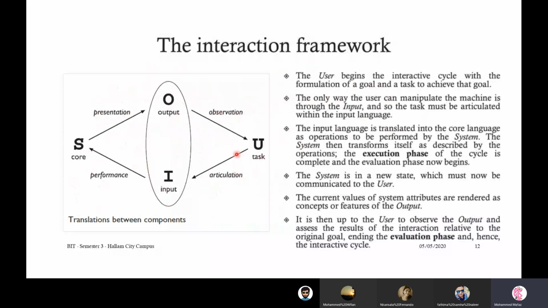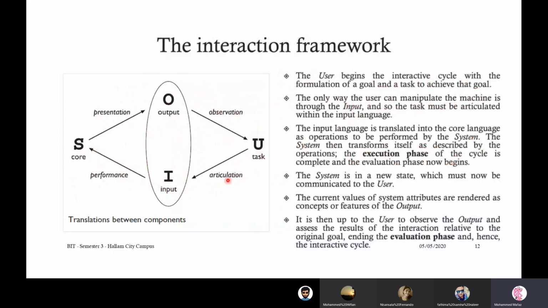So let's see how they're explaining this. The user begins the interactive cycle with the formulation of a goal and a task to achieve that goal, just like Norman's model. The only way the user can manipulate the machine is through the input. And so the task must be articulated within the input language. The input language is translated into the core language as operations to be performed by the system. The system then transforms itself as described by the operations. So the execution phase of the cycle is complete and the evaluation phase now begins.